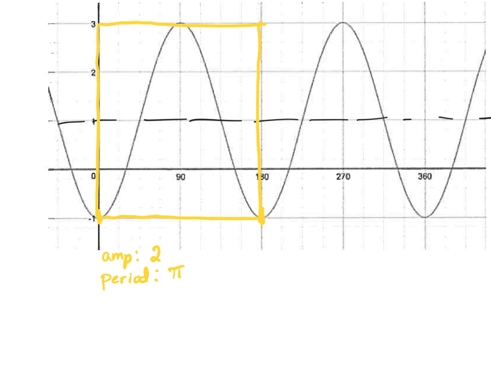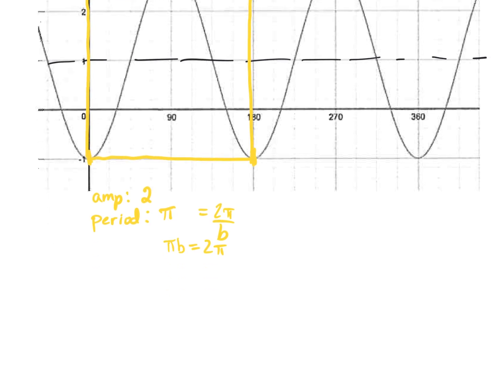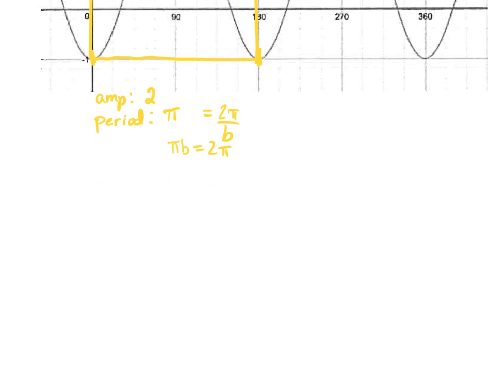Now, we know the period is equal to what? 2 pi over b, right? So pi is equal to 2 pi over b. So cross multiply and we get pi b equals 2 pi, don't we? Divide both sides by pi, it goes away, so what was b? All right, so now we got b.